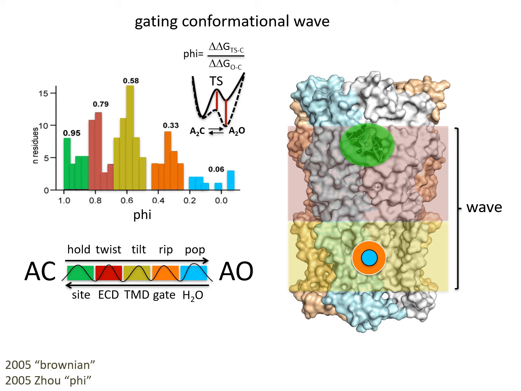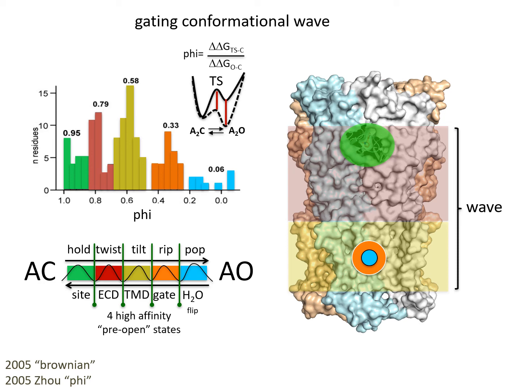So this is the conformational wave, because you see on the right, it starts at the binding site, then goes to the extracellular domain, then in the opening process goes to the membrane domain, and then to the gate, and then to water. So that's the idea of the gating conformational wave.